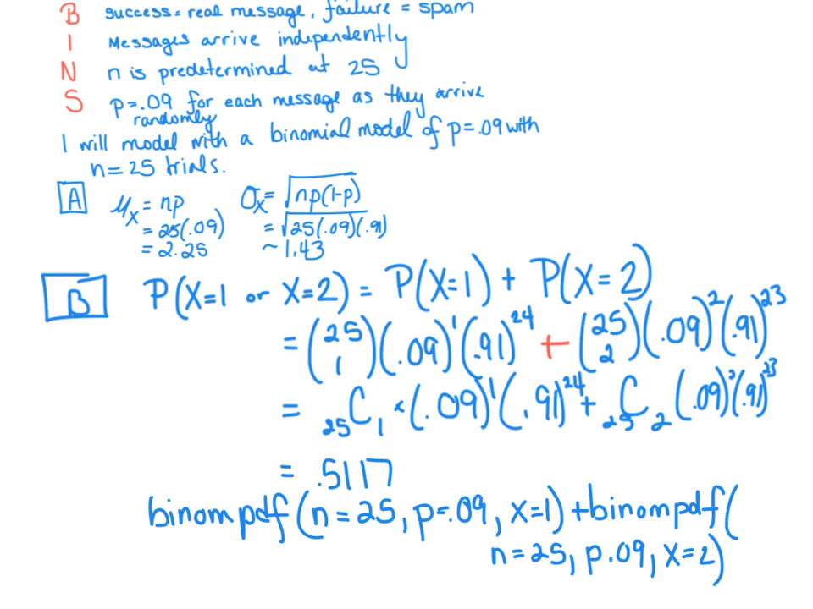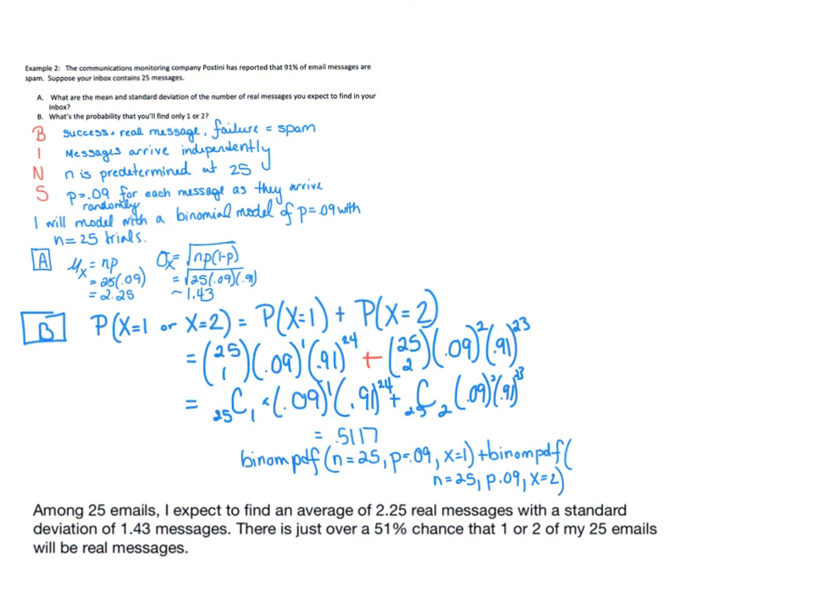So let's put both parts A and B into a conclusion now. So my conclusion here is that among 25 emails, I expect to find an average of 2.25 real messages with a standard deviation of 1.43 messages. And then for part B, there is just over a 51% chance that 1 or 2 of my 25 emails will be real messages. Please don't skip the step of putting things in context.